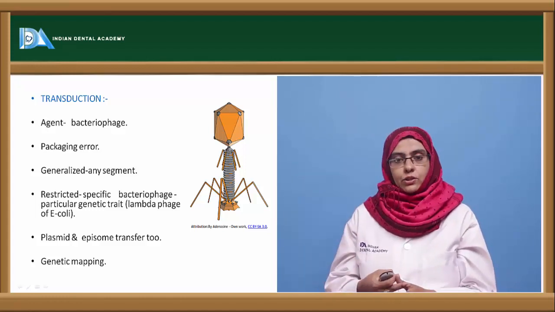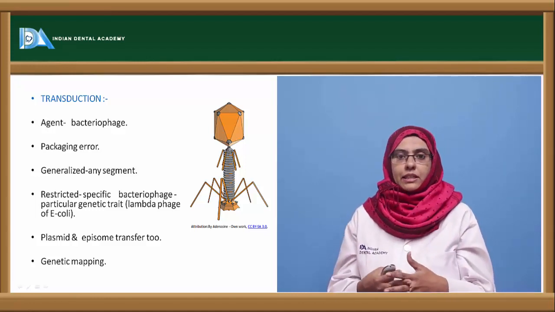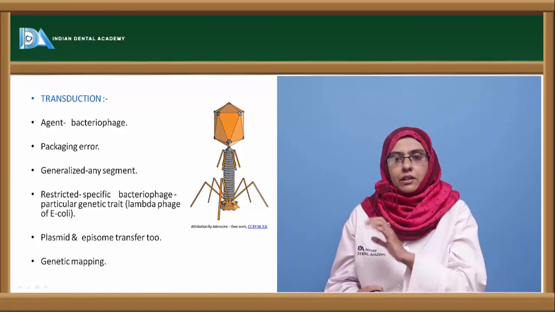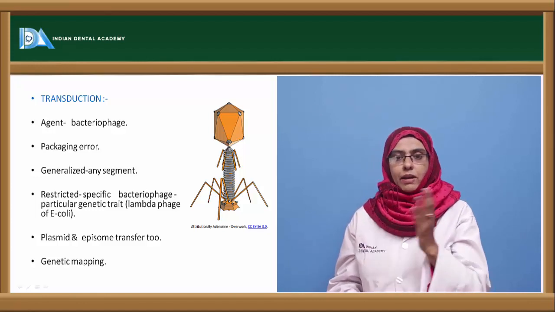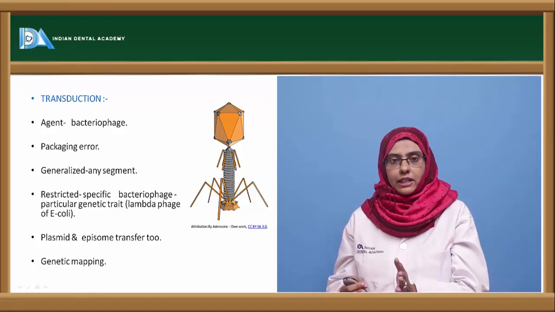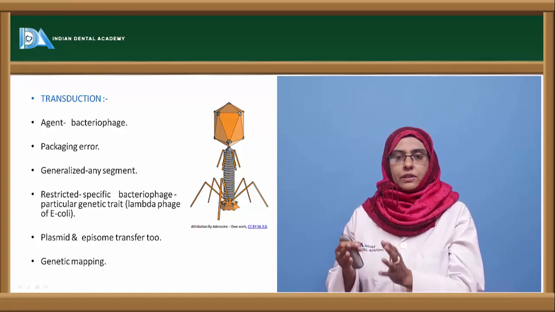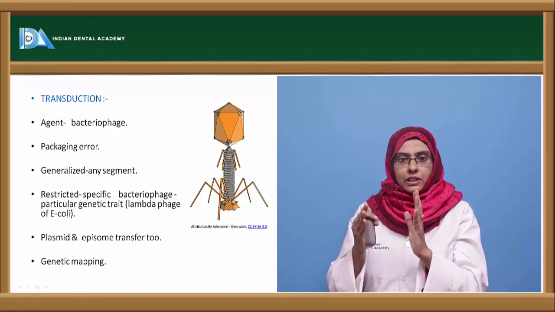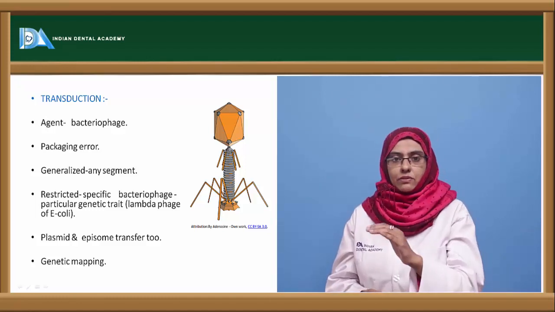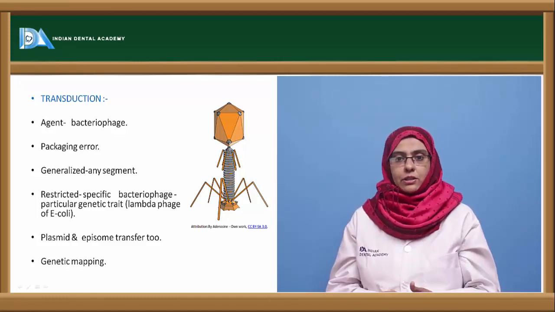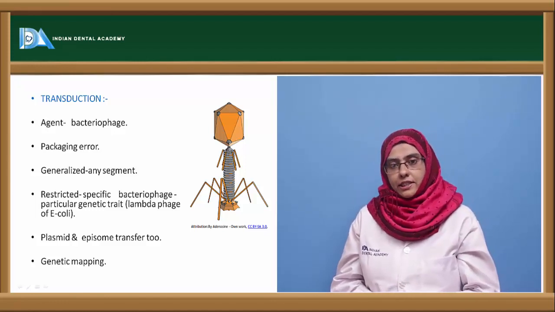Now during transduction, it so happens that during packaging, that is during assembly, there is a possibility that some of the bacterial chromosome might creep into the phage head. In place of the viral genome, bacterial genome might get in. It is called a packaging error, and the progeny virus will have some part of the bacterial chromosome. Now when this phage infects another organism, it can transfer the bacterial gene. So this is one way of carrying out the recombination process with the help of bacteriophages, which is called transduction. Now this transduction can again be of two types.